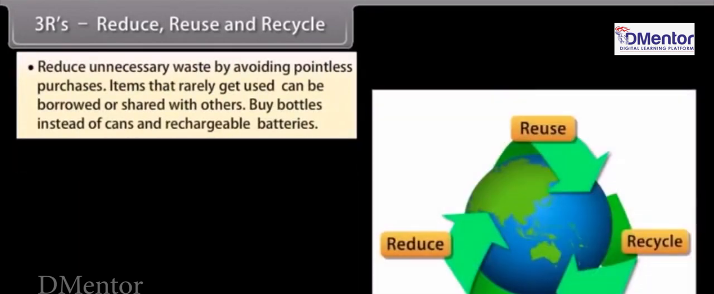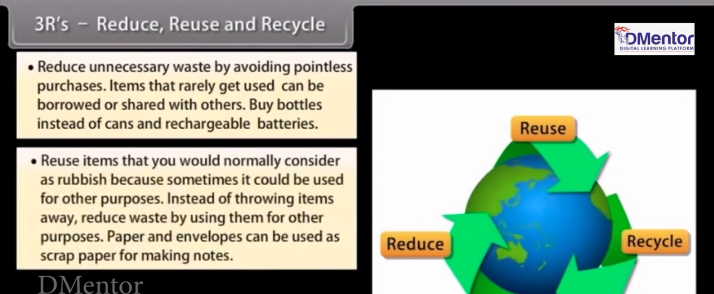3 R's: reduce, reuse, and recycle. Reduce unnecessary waste by avoiding pointless purchases. Items that are rarely used can be borrowed or shared with others. Buy bottles instead of cans and rechargeable batteries. Reuse items that you would normally consider as rubbish because sometimes they could be used for other purposes. Instead of throwing items away, reduce waste by using them for other purposes. Paper and envelopes can be used as scrap paper for making notes.